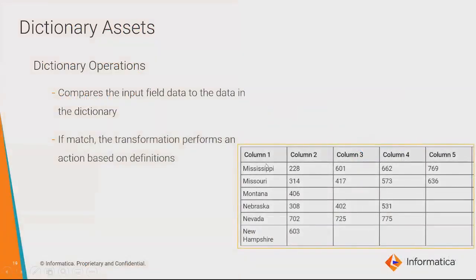Next slide. Basically, operations for dictionary compare input field data to the data in the dictionary. If it matches, the transformation performs an action based on the definition, right? So this is just an example. If you have various area codes for the phone number, then you can define that if you are getting a phone number with 2228, then you'll be able to get Mississippi as a dictionary response, right?